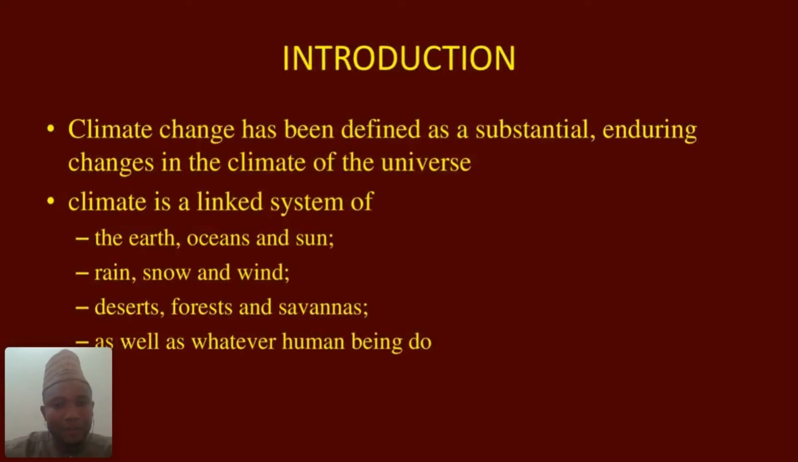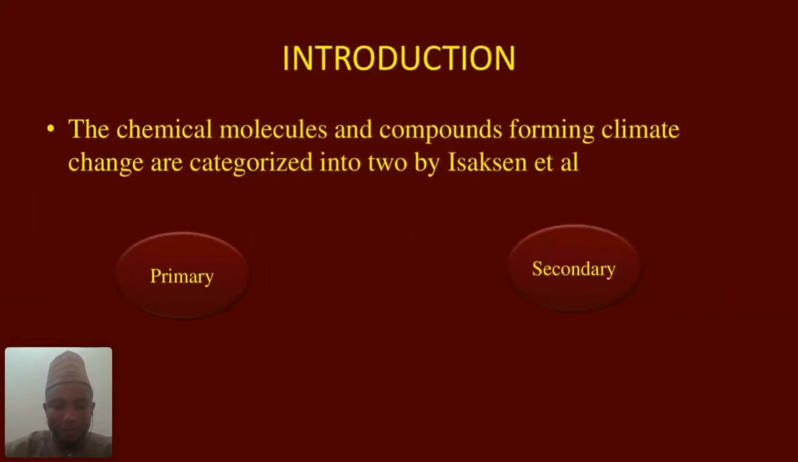Climate change has been defined by scholars as a substantial and enduring change in the climate of the universe. Climate change is a linked system, a system combining earth, ocean, and the sun, rain, snow, and the wind, a system of desert, forest, and savanna, as well as whatever human beings do in this universe. The chemical molecules and compounds forming climate change are categorized into two based on Isaac et al.